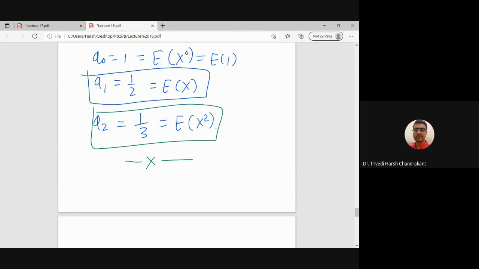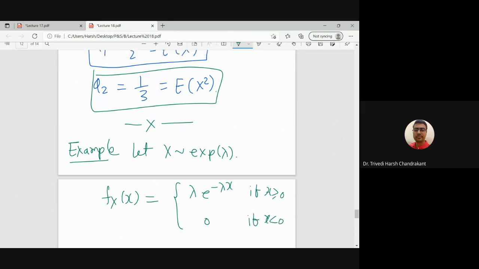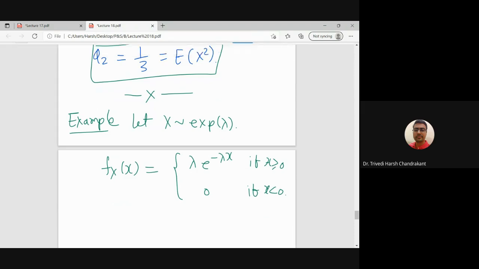Okay, so let me give you one exercise example which you can do now. We have the random variable Exponential(lambda). So what is its density function? That is lambda e^(minus lambda x) for x non-negative, and 0 otherwise. We want to find the expectation of x square and the variance of x.